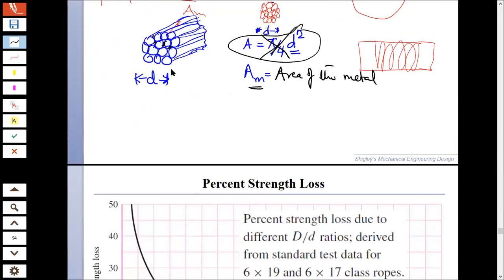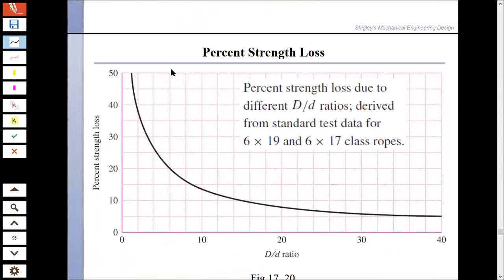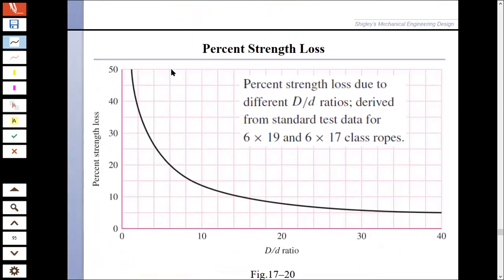Now, as I said, if there is bending, that bending is going to reduce the strength of your rope. And what is that reduction in the strength of the rope? It depends on the rope. It also depends on the diameter of the rope, the diameter of the shoe, and how they compare.